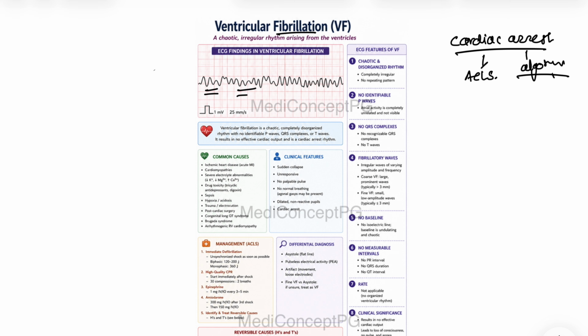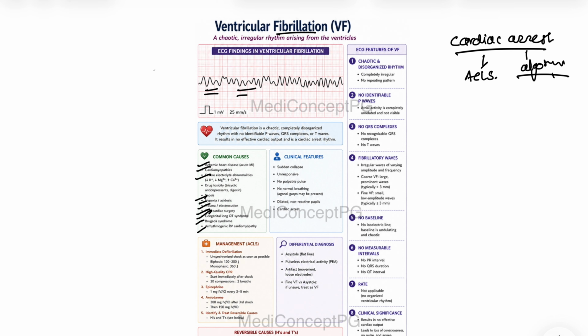Now, what are the common causes? The common causes consist of electrolyte abnormalities, ischemic heart disease, cardiomyopathies, sepsis, hypoxia, trauma, post-cardiac surgery, congenital long QT, Brugada syndrome, and arrhythmogenic RV cardiomyopathy.